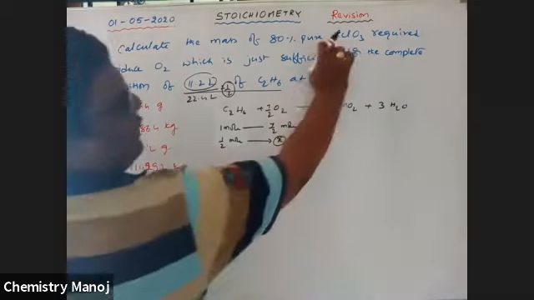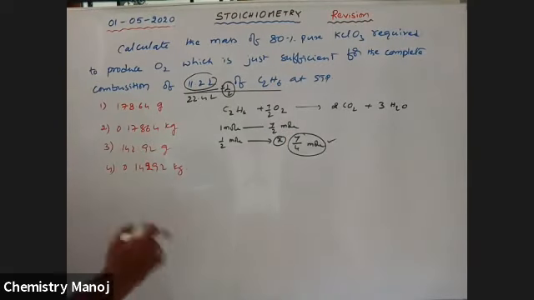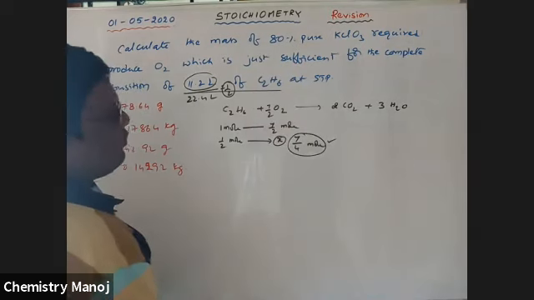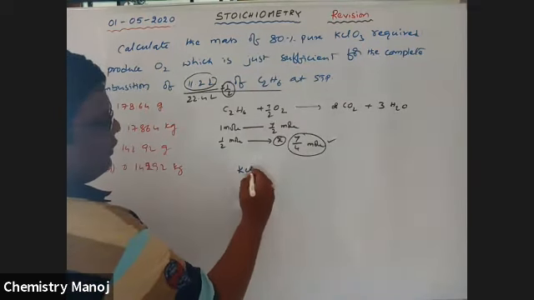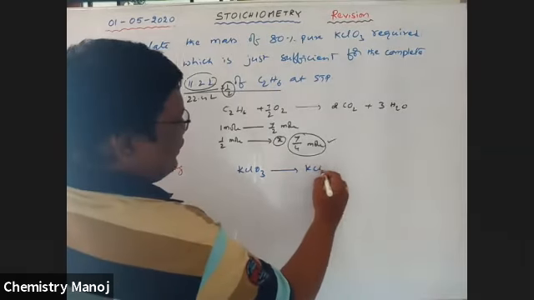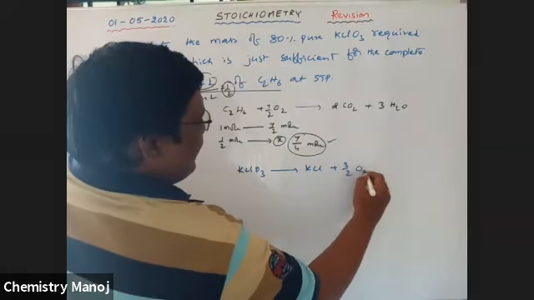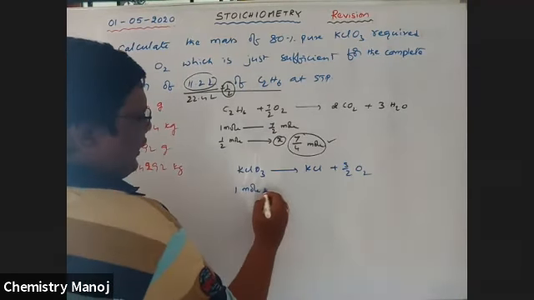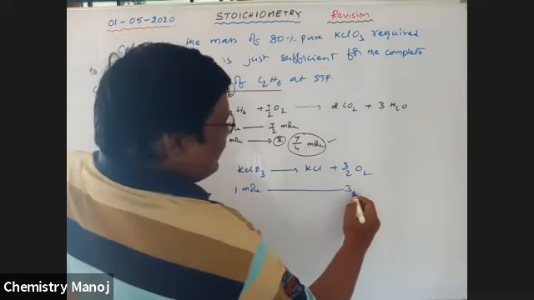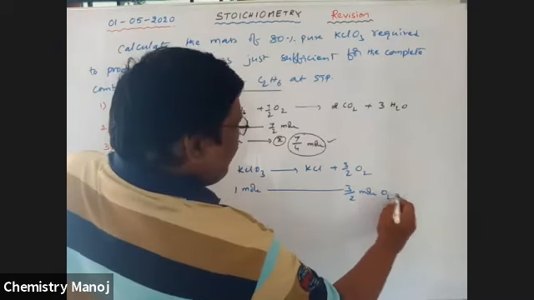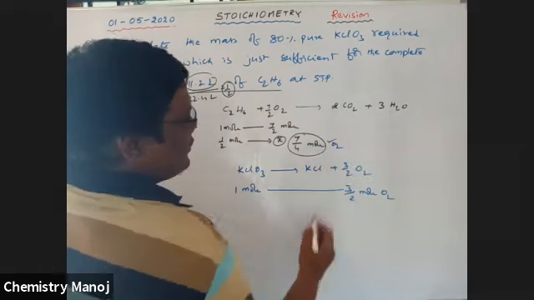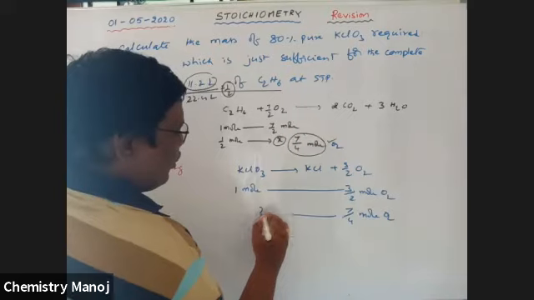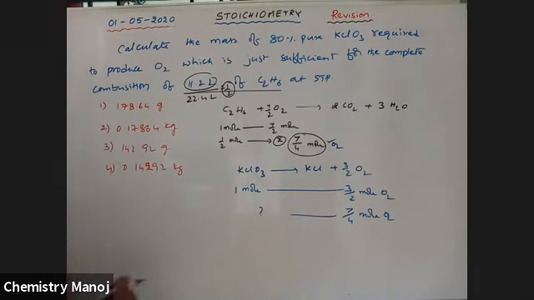That much oxygen is from KClO3. How much oxygen is required here? 7 by 4 mole. Now KClO3 decomposition: KClO3 gives KCl plus 3 by 2 O2. One mole KClO3 liberates 3 by 2 mole O2. Now 7 by 4 mole O2 requires how many moles of KClO3?